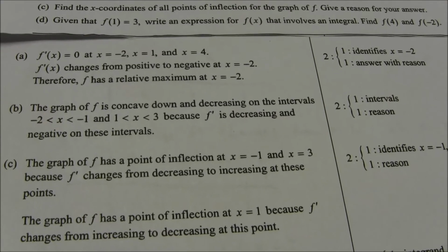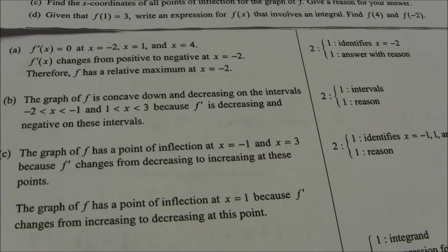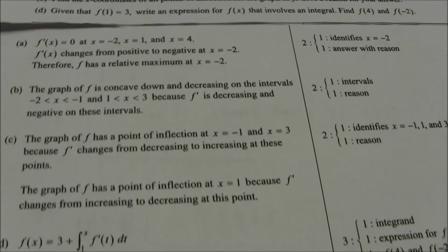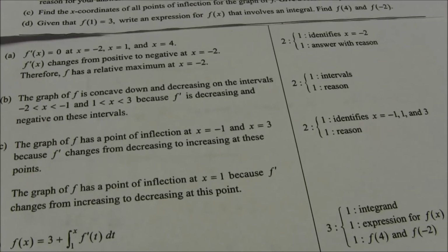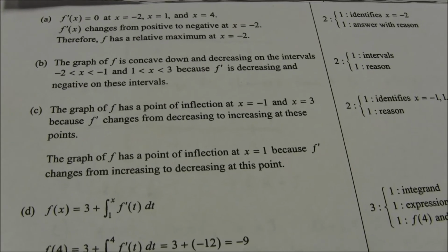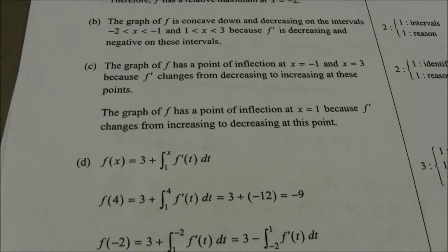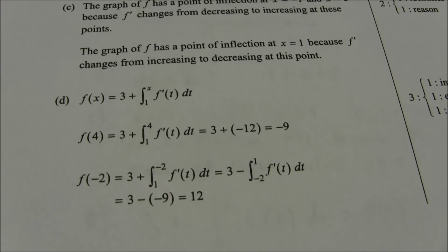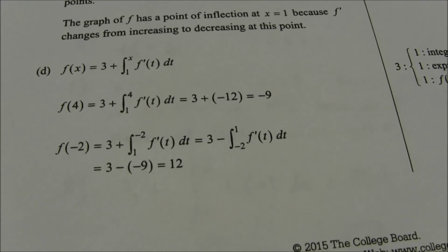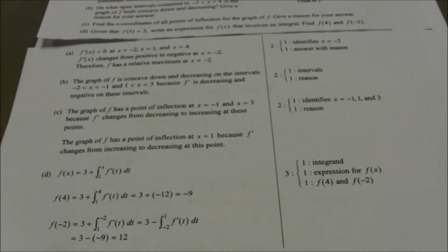Part C, point of inflection at x equals 1 and x equals 3, because f prime changes from decreasing to increasing at these points, or you could say that f double prime changes signs at those points. And then the last part here, you have the integral function, and you're subbing in the different values, and you get -9, you get 12. So looks like a perfect 9 out of 9 on this one.